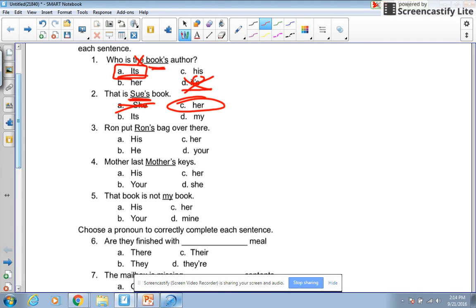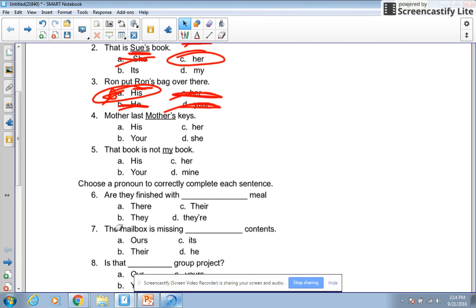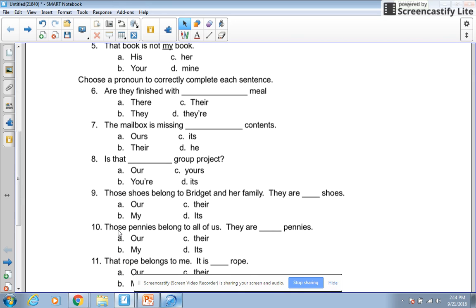Ron put Ron's bag over there, so I'm focusing on that. And I'm going to go through my pronouns. Ron put his bag over there. Well, that looks like it could work. Ron put her bag over there. This would not be gender appropriate. Ron put he bag over there. That doesn't work. Ron put your bag over there. That switches persons. It switches from third to second person. That doesn't work either. That takes us back to a couple lessons ago. So it has to be his. So when you're working on this worksheet, make sure that you try each word and make certain that it works. Also, make sure that you are not choosing words with an apostrophe because that is not a possessive pronoun. That is a contraction.